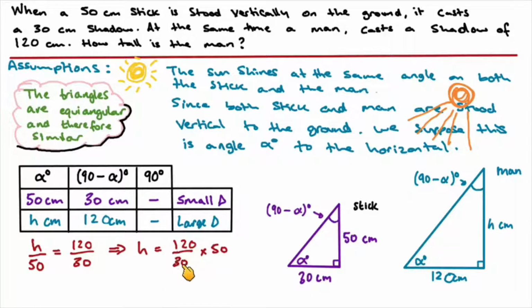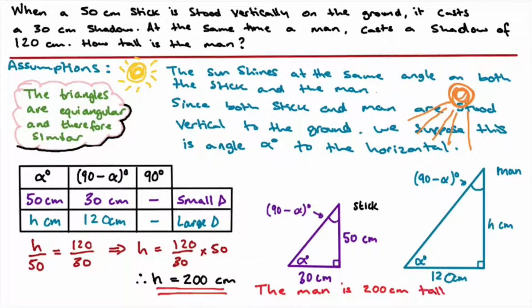Therefore, h is 120 over 30 multiplied by 50. So I can just take this 50, because it's division, the inverse operation means that I multiply by 50. That gives me a value of 200 centimeters. So the man is 200 centimeters tall.